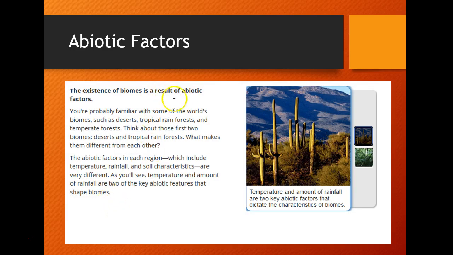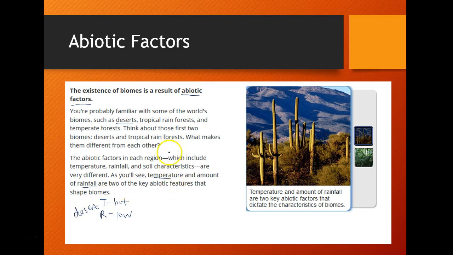The existence of biomes really depends heavily on the abiotic factors that exist in the biome. So, for example, if we were to look at a biome like desert, we could look at the different abiotic factors that are in a desert. If we look at the temperature and the amount of rainfall in a desert, we could say the temperature would be very hot, and the rainfall would be very low. So this would be for a desert.